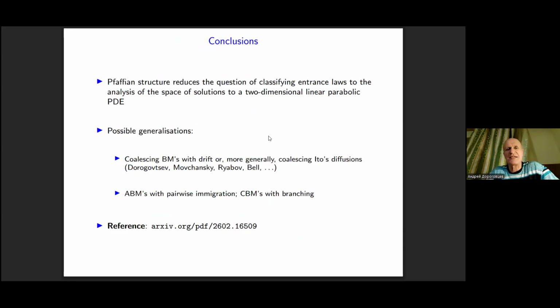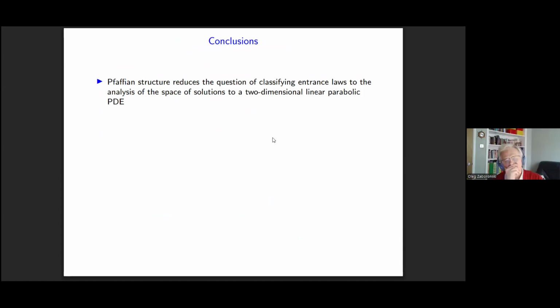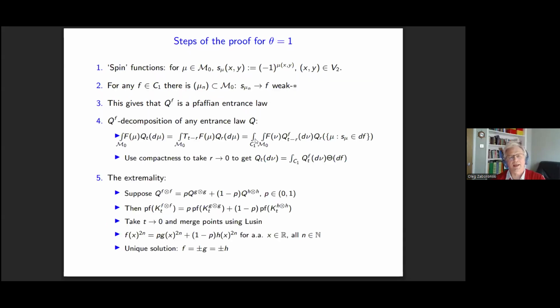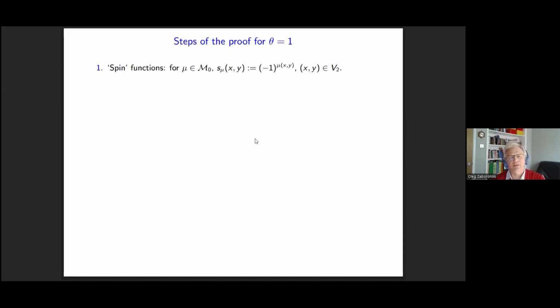But do you think it is possible to have an analog of the net for this annihilating coalescing system? All right, yes. That's an excellent question. Again, I cannot answer it in full generality.